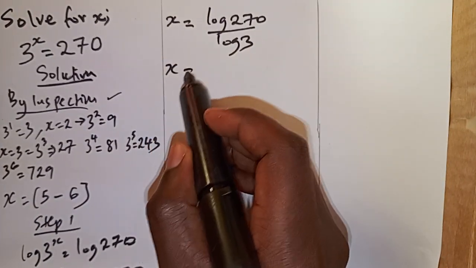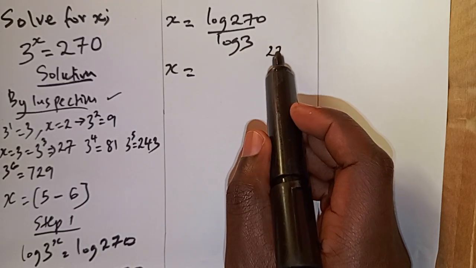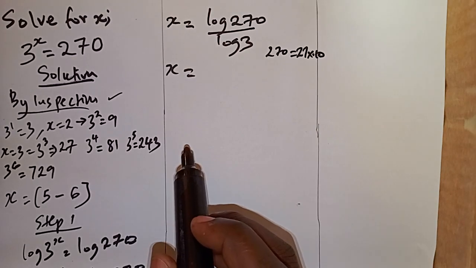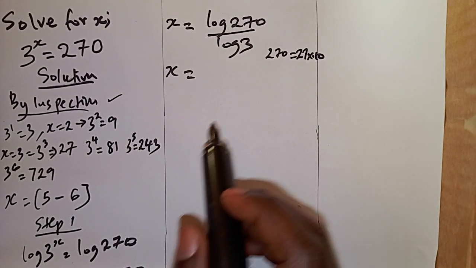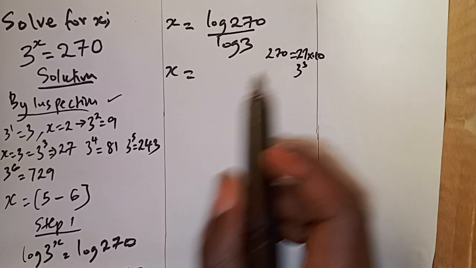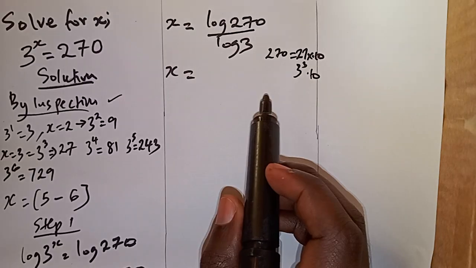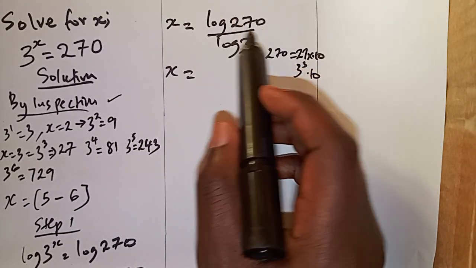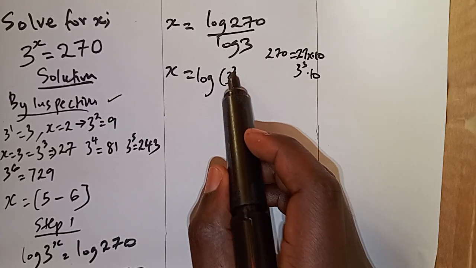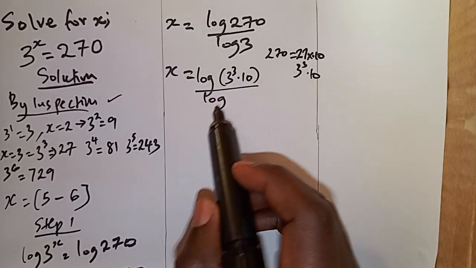Next, I'll be required to write the factors of 270. I know that 270 is the same as 27 multiplied by 10. And this 27 can also be written as 3 to the power 3. So replacing it here, I'm going to have log of 3 to the power 3 multiplied by 10, divided by log 3.